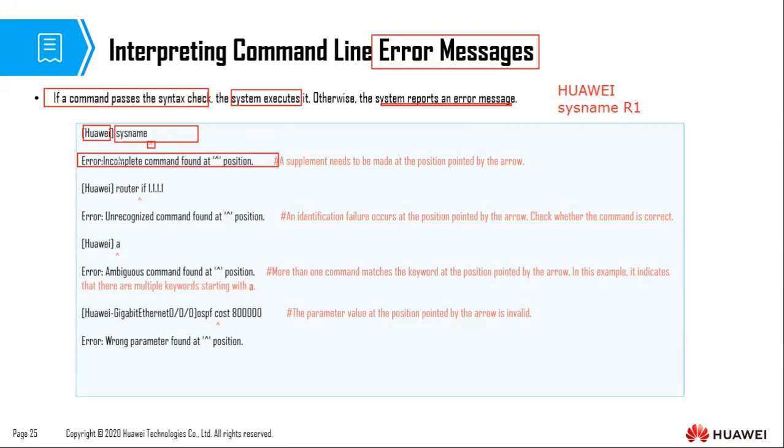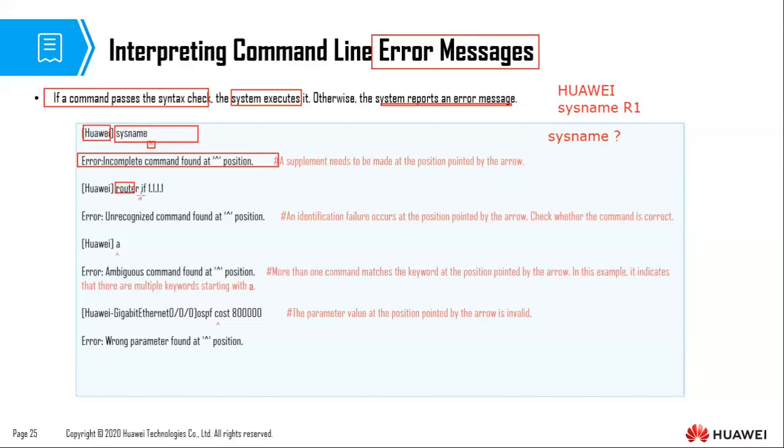So for example, when you can't remember what is supposed to come next after that command word, you can go ahead and use complete full help. You just type sysname space question mark. Then it's going to tell you all the commands that are possible after that. Probably it's going to tell you that you're supposed to enter now the name of that particular router. So that's one.